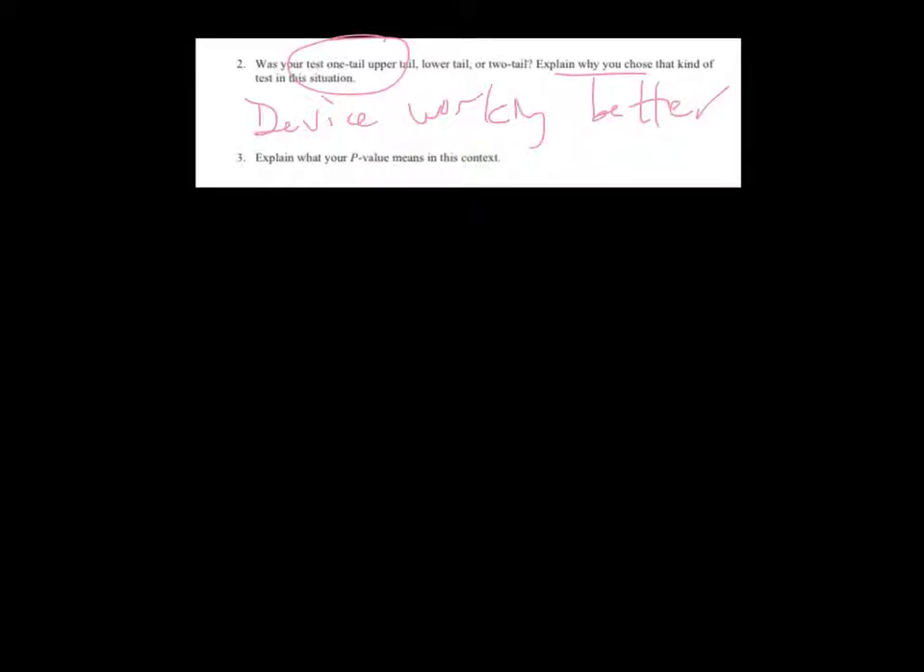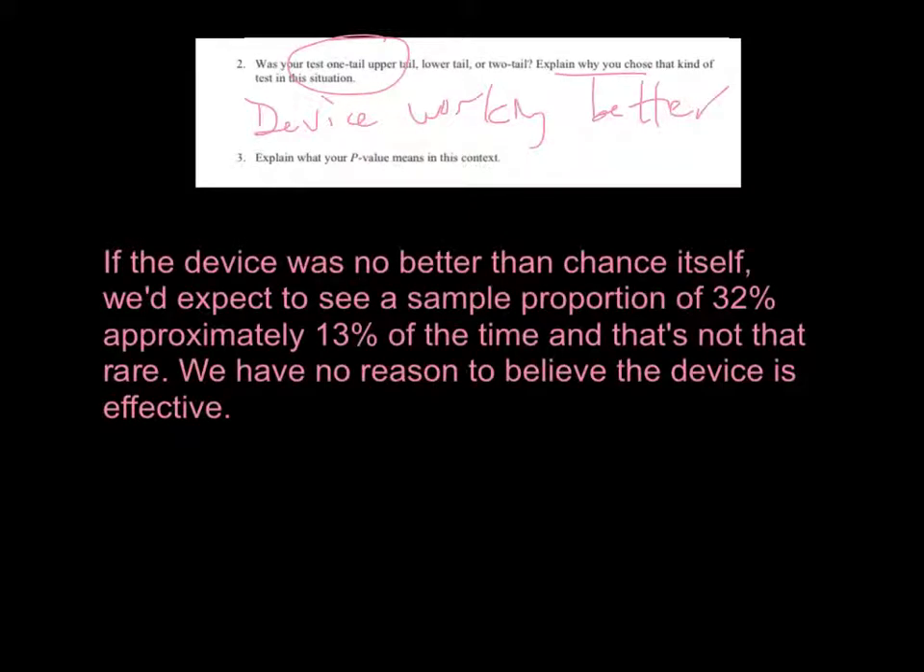Explain what your p-value means in context. And here you have it. The interpretation means this, that if the device was really no better than chance itself, we'd expect to see a sample proportion of 32%, approximately 13% of the time. Meaning that even if it is no better than chance itself, it's not going to be exactly 0.25. But how far away from 0.25 would we have to get till it really blows my mind? Well, more than just 13% of the time.